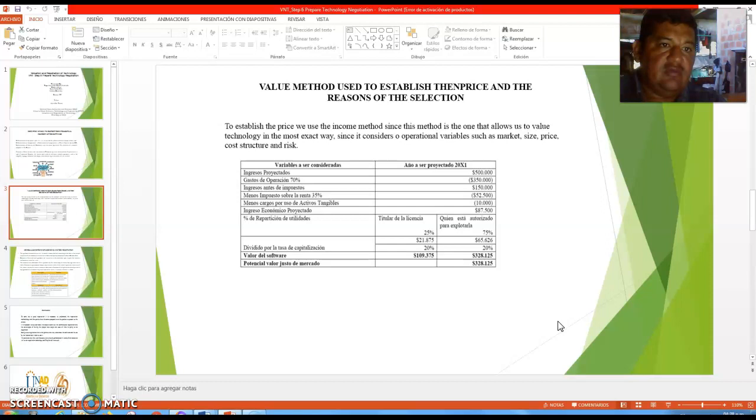A valuation method used to establish the price and the selection. To establish the price, the income method is used, since this method is the one used to evaluate technology in the most exact way, since it considers operational variables such as market, size, price, cost, structure, and risk.